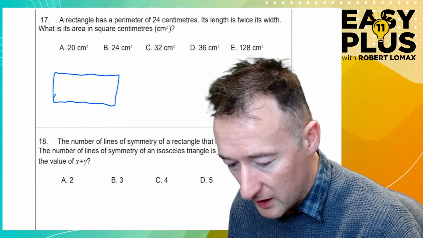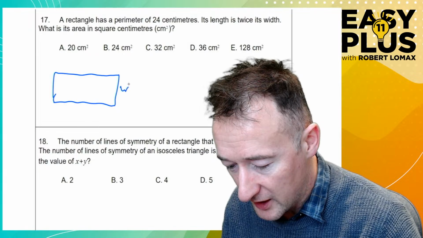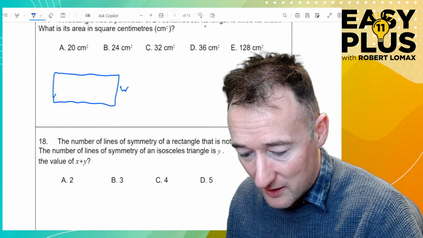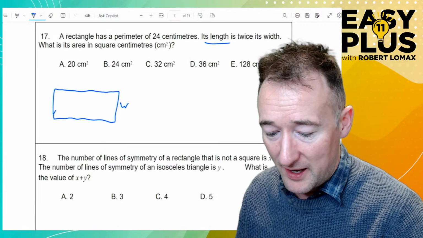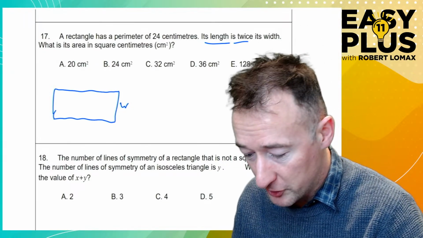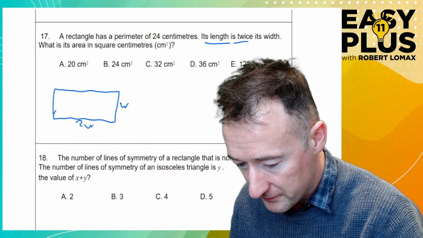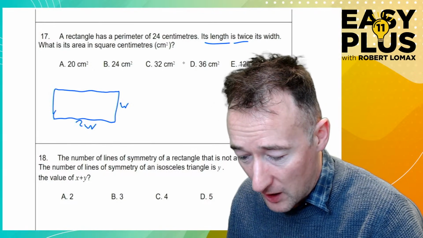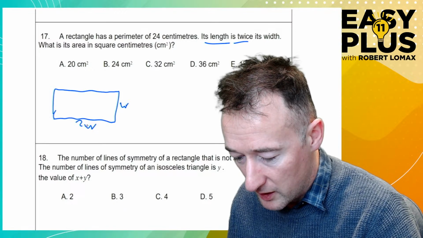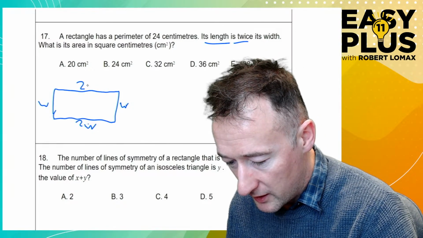So what do we know? We know that its width is here, we'll call that W, uncreatively, and its length is hidden by that. Its length is twice its width. That means 2 times W, or 2W. So the length is 2W. If we go all the way round, its perimeter is 24 centimetres, and that's made up of W, a 2W, and a W, and a 2W.